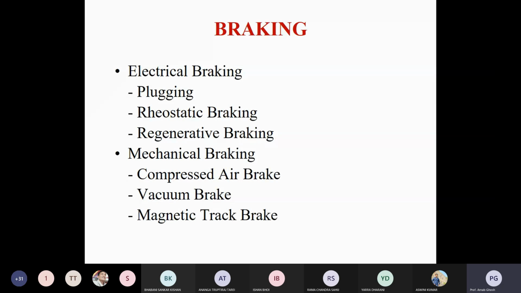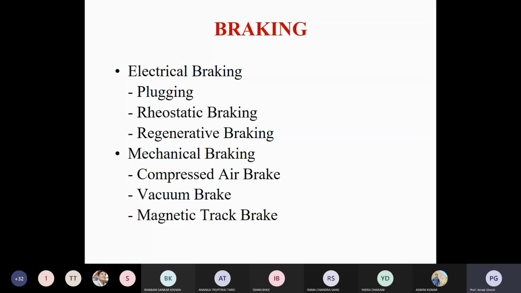Another braking. I am talking about all those braking from the electrical point of view, electrical braking. So first we should go for electrical braking. Basically we are using electric motors, so the main thrust is electrical braking. In electrical braking, the energy loss will be comparatively less than with mechanical braking.